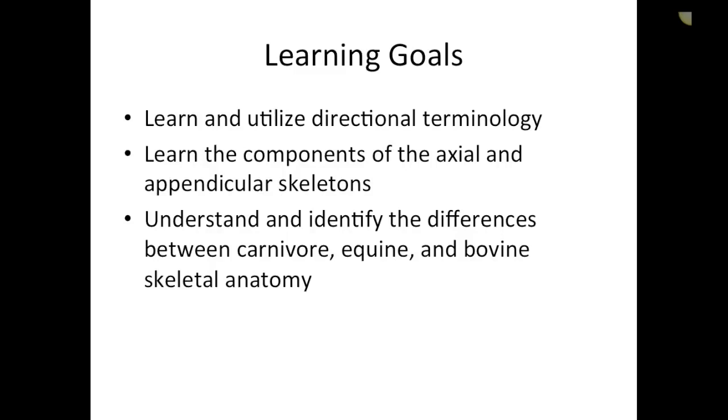So our learning goals for this particular area of the course are to learn and utilize directional terminology, learn the components of the axial and appendicular skeletons, understand and identify the differences between carnivore, equine, and bovine skeletal anatomy. Further to that, I'll also add understanding the different joints and classifications of joints.